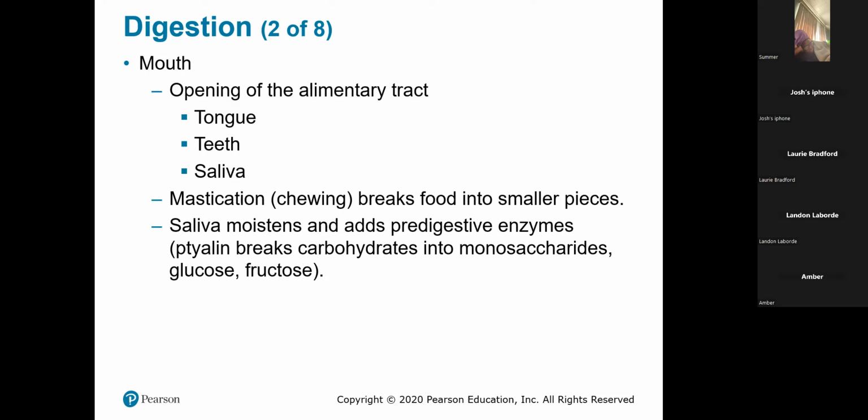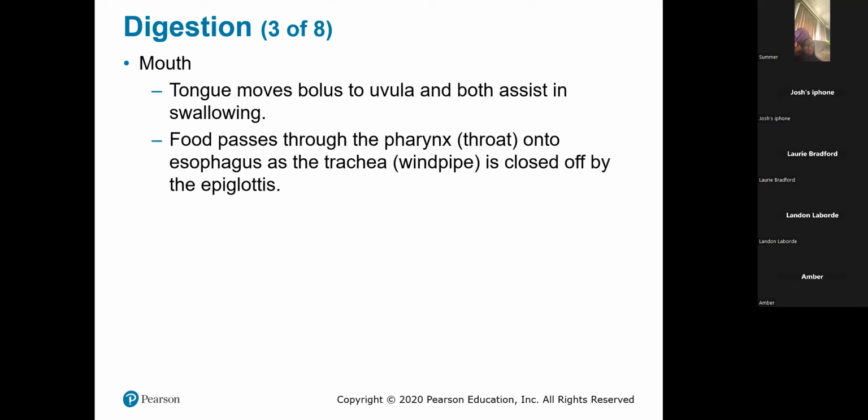Mastication is the medical term for chewing, and that is what breaks our food into smaller pieces. Our saliva is going to moisten that and add some pre-digestive enzymes such as ptyalin, which breaks down carbohydrates into monosaccharides, glucose, and fructose. This is so that it can break it down into nutrients that our body can actually utilize. The tongue is going to move bolus.